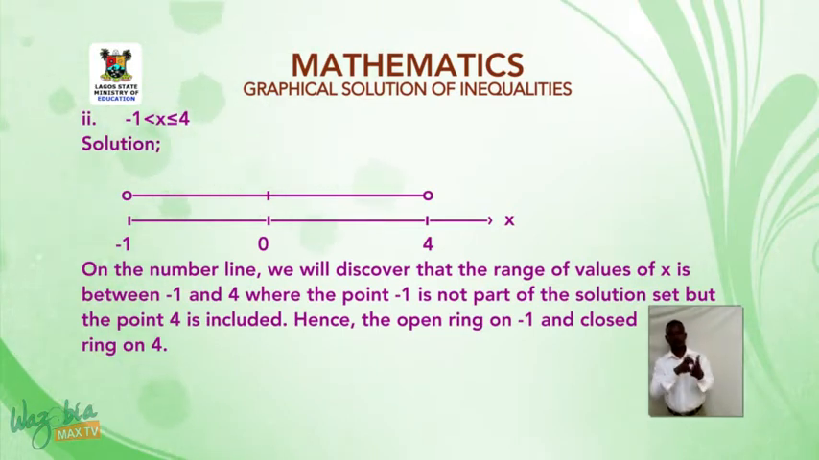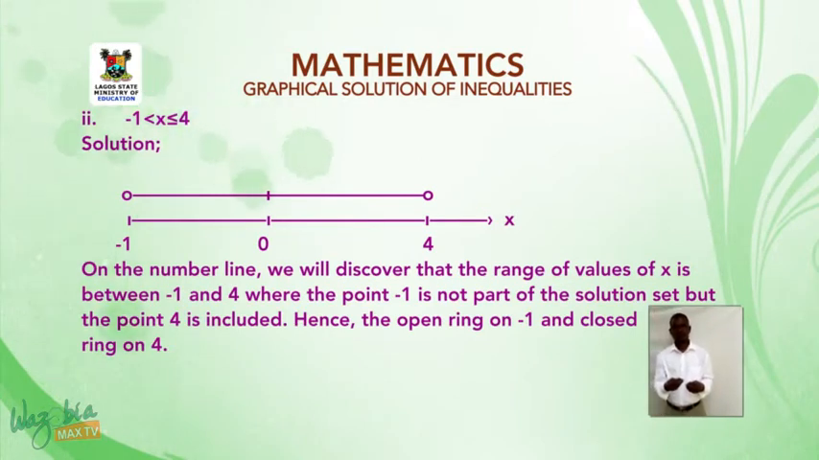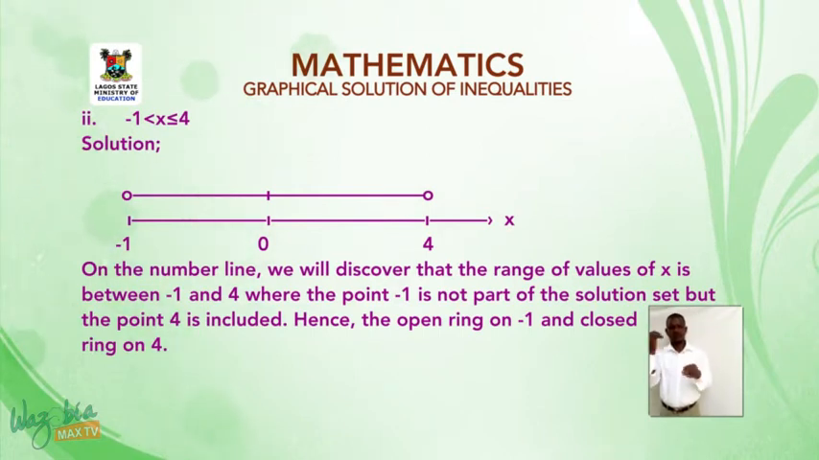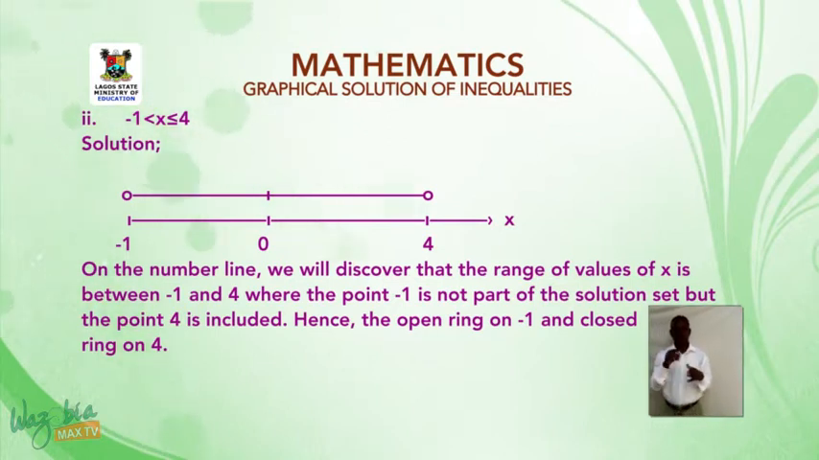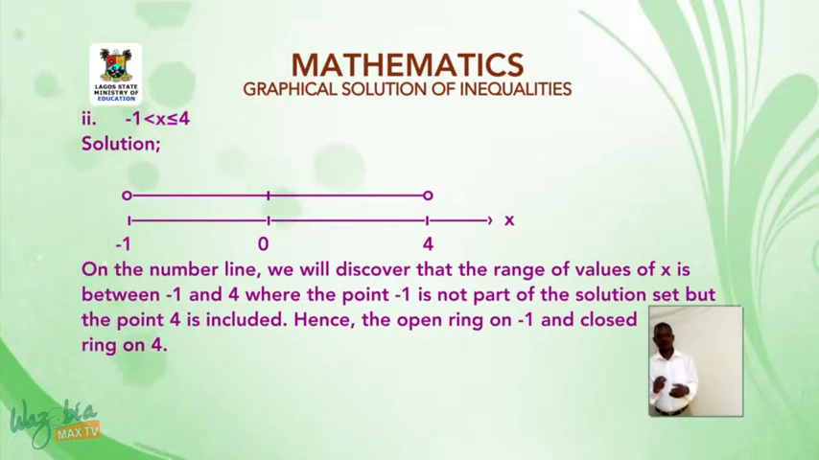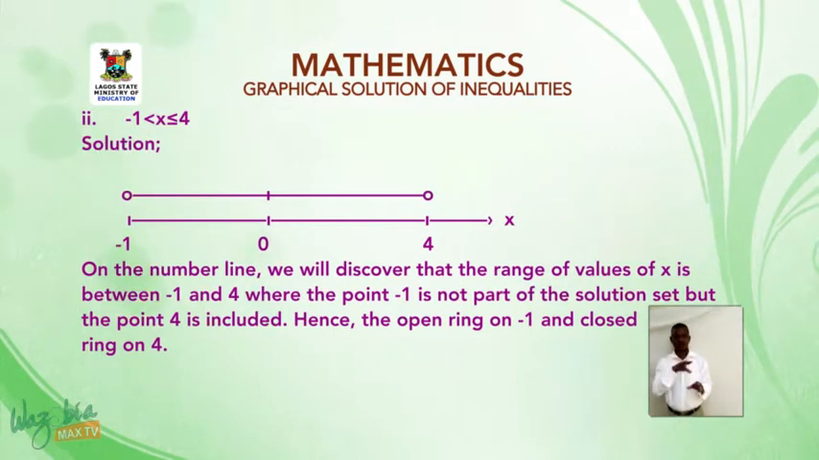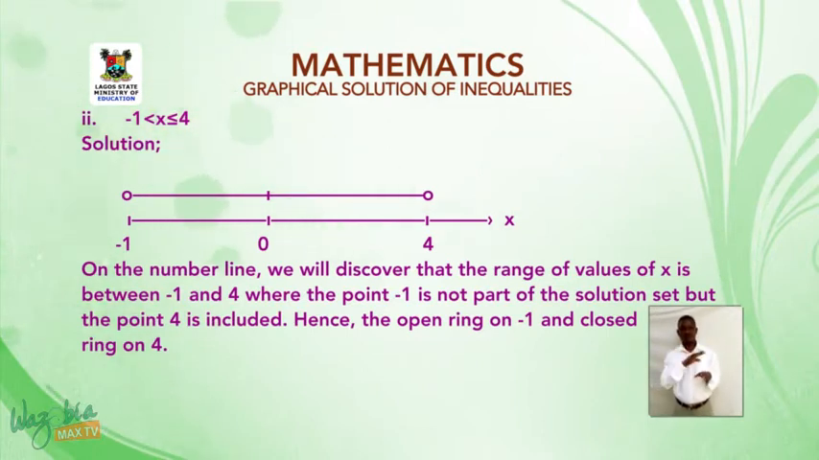Solution, minus 1 less than x less than or equal to 4. Solution, now the number line drawn. On the number line, we will discover that the range of values of x is between minus 1 and 4, where the point minus 1 is not part of the solution set, but point 4 is included. Hence, the open ring on minus 1 and the closed ring on 4.